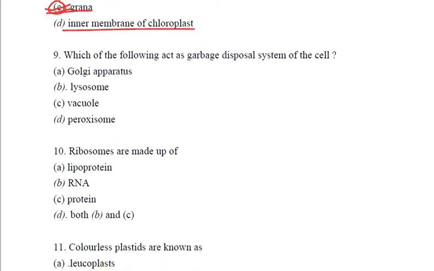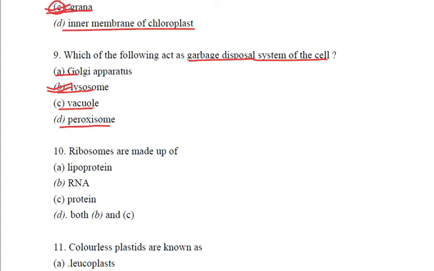Ninth question, which of the following act as garbage disposal system of the cell? Is it Golgi apparatus, or lysosomes, or vacuoles, or peroxisomes? It is the lysosomes which act as garbage disposal system because of the strong digestive enzymes present in them. Right? They dispose of all the immaterial part, all the so-called garbage of the cell. Okay.